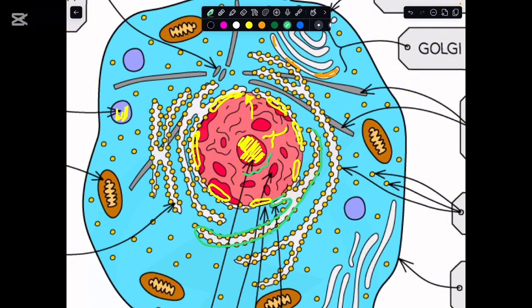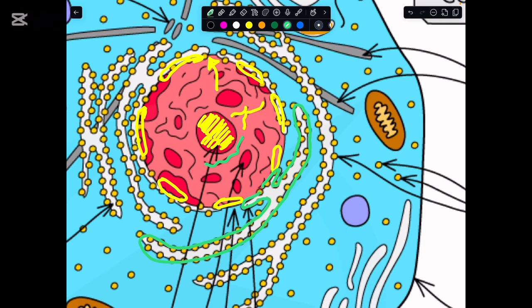It goes like this, and if you look clearly, this has some kind of rough appearance. The rough appearance is due to the presence of small spherical masses on them. These small spherical masses are the ribosomes, and they give the endoplasmic reticulum its rough appearance. That is why this is named the rough endoplasmic reticulum.